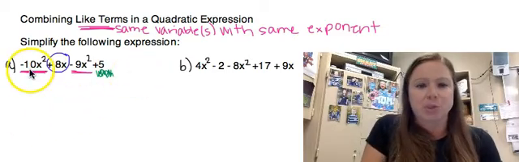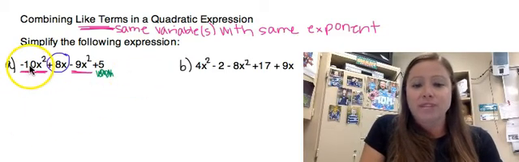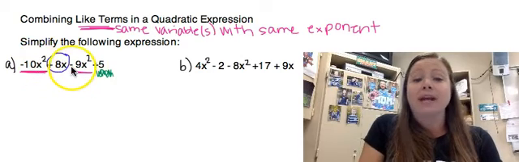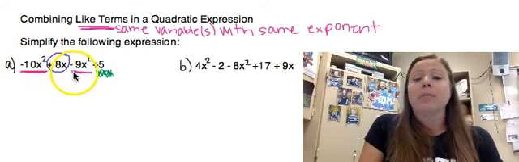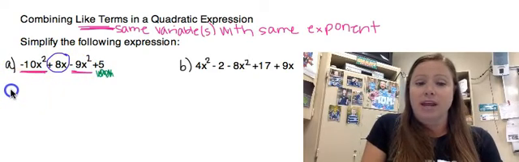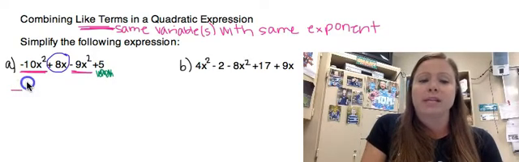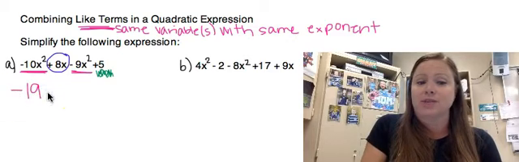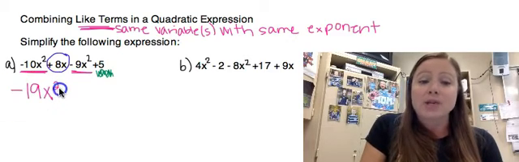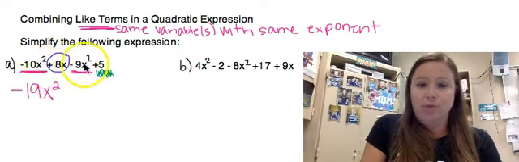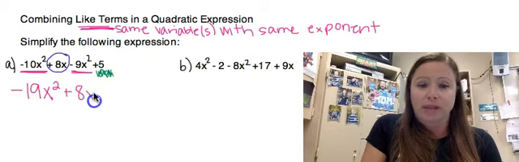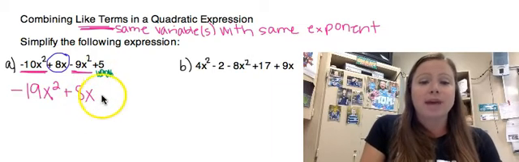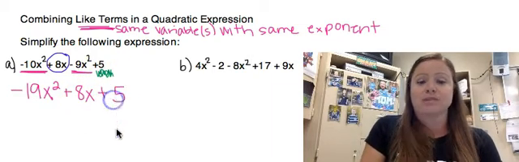So I'm going to start with the x squared terms first. I have negative 10x squared, and then I need to take away another 9. So remember, negative plus a negative is still a negative, and if I have 10 that I owe you, and then I owe you 9 more, that means I owe you a total of 19. So negative 19 x squareds, you don't change the exponent. Then would come the plain x's. It didn't have anything to combine with, so we leave that plus 8x. And then would be our constant, which is plus 5.